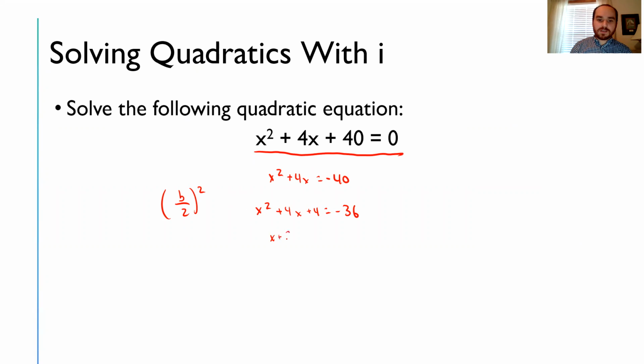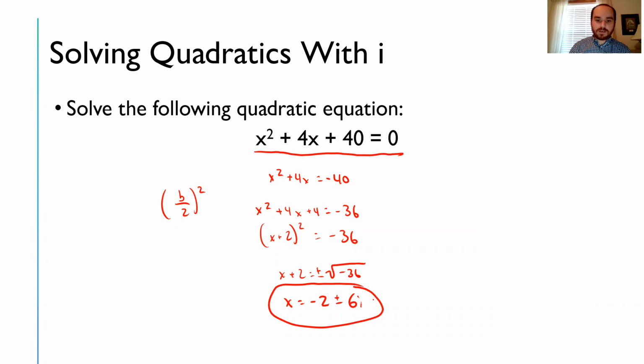Then we have x plus 2 squared equals -36. x plus 2 equals the square root of -36. So we have x equals -2 plus or minus, and then the square root of -36 is 6i. And that is our answer to that. So basically, whenever you have the square root of a negative number, you'll just use i and whatever the number is.